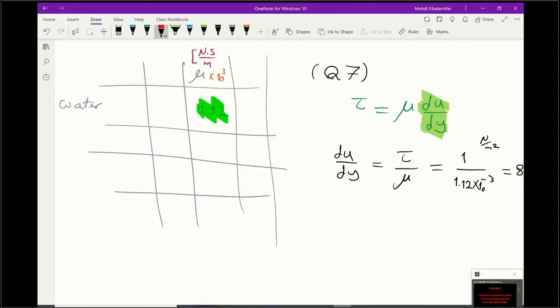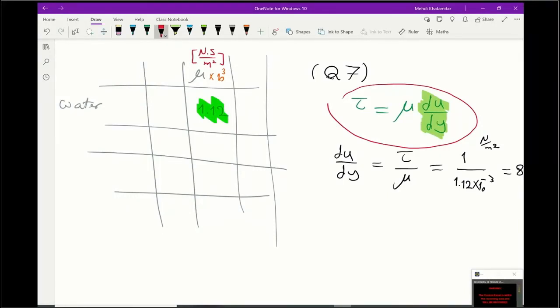But if you don't remember, just plug the units into this equation: Newton per meter square, meter per second, meter. If you simplify it, you can easily get the units. And this is the dynamic viscosity.